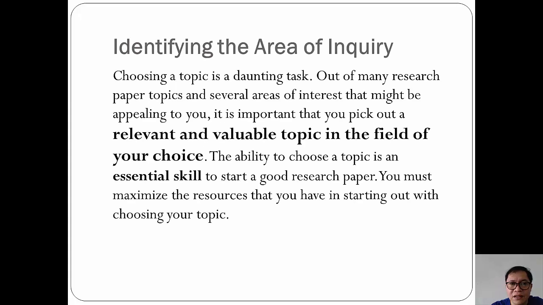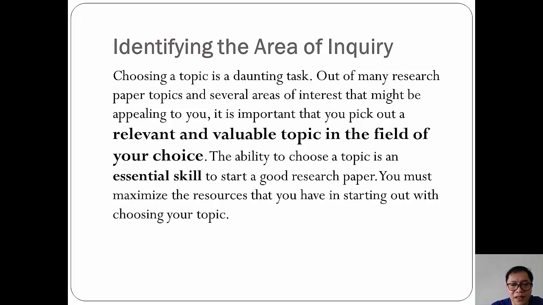To begin with, choosing a topic is a daunting task. Out of many research paper topics and several areas of interest that might be appealing to you, it is important that you pick a relevant and valuable topic in the field of your choice. The ability to choose a topic is an essential skill to start a good research paper. You must maximize the resources that you have in starting out with choosing your topic. So, do not choose a topic which you are not interested in. It's very important to have a topic which you are interested in.